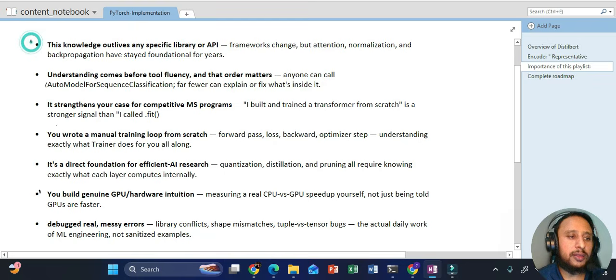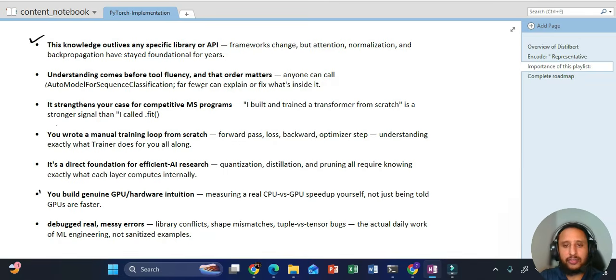Okay, so the first point is that this knowledge outlives any specific library or API. You guys know that there are currently different kinds of frameworks in the market, and most of the companies and people are using these different frameworks. But you know what, I've been working in the market, and I know that these frameworks are kind of volatile. They don't just stay forever.